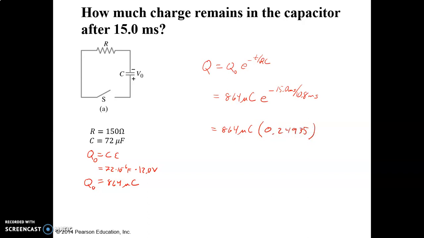which is 0.24935-ish. So basically, after 15 milliseconds, you have a quarter of the initial charge that you had, a quarter being 0.25. So if I multiply that by 864, I get 215.4 microcoulombs, and that's how much charge is on the capacitor after 15 milliseconds.